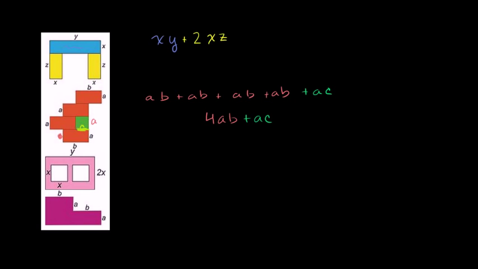Now let's do this one. So how do we figure out the area of the pink area? Well, we could take the area of the whole rectangle, which would be 2x, y, and then we could subtract out the area of these squares. So each square has an area of x times x, or x squared, and we have two of these squares, so it's minus 2x squared.